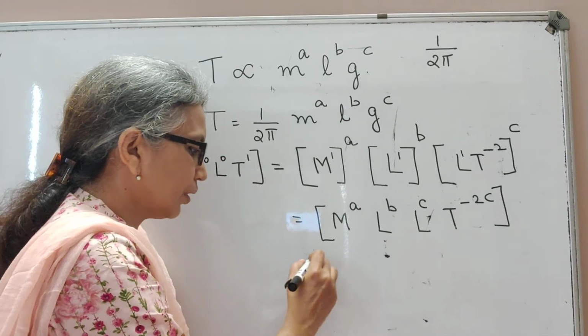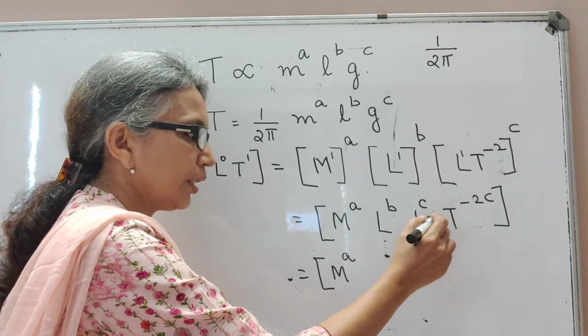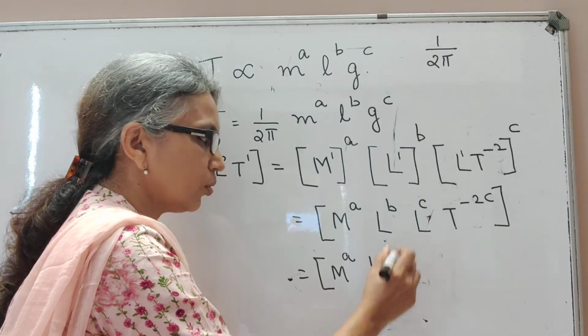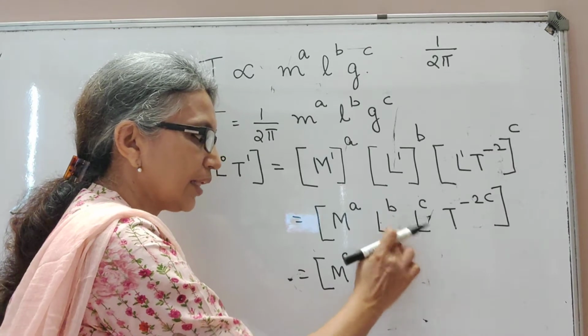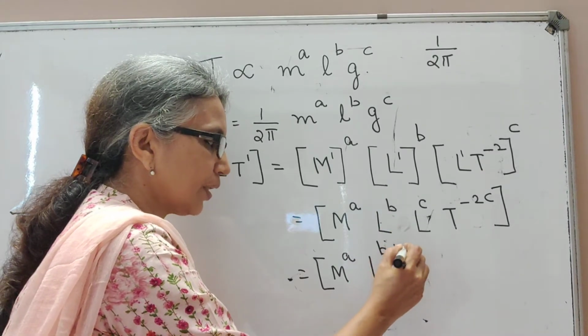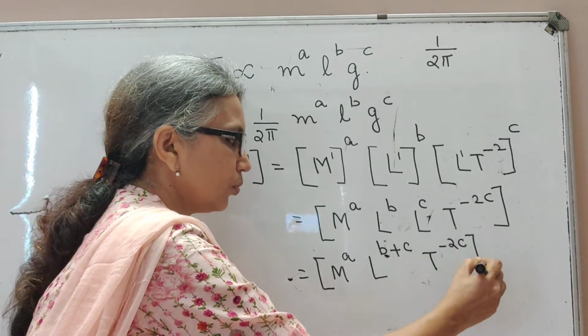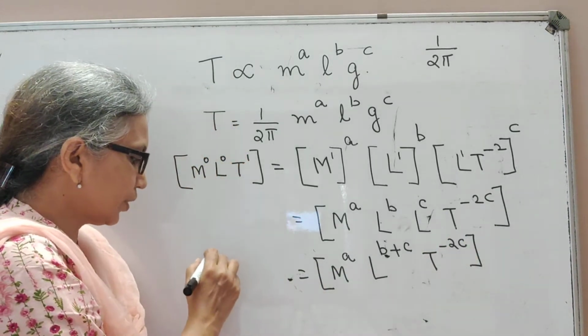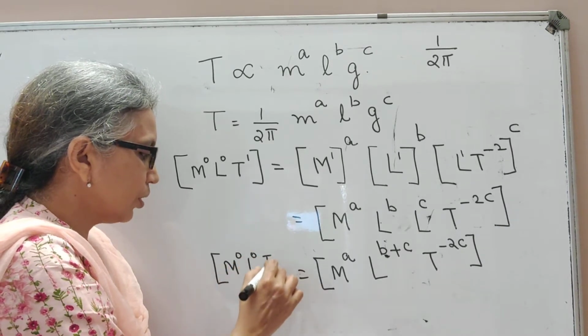So I may have here M raised to A, L raised to B and L raised to C. Both are there. So if you are multiplying these two, then B plus C, the powers get added up. So this will be B plus C and T raised to minus 2C. So we have, on the left hand side, M raised to 0, L raised to 0, T raised to 1.